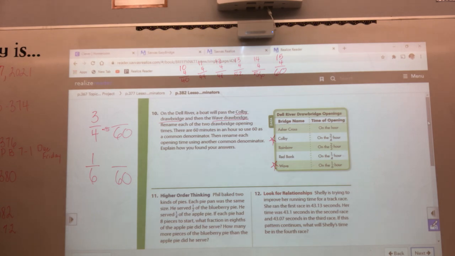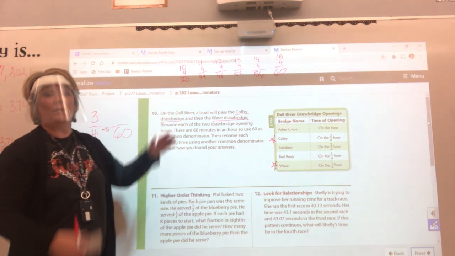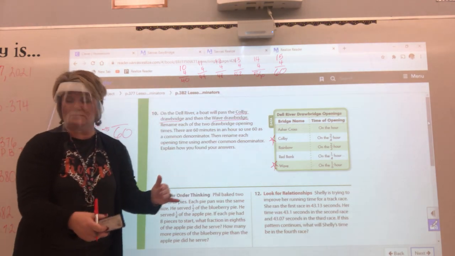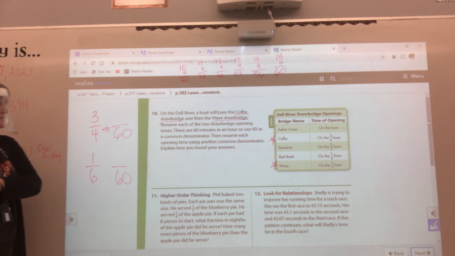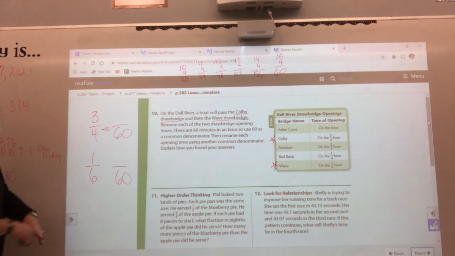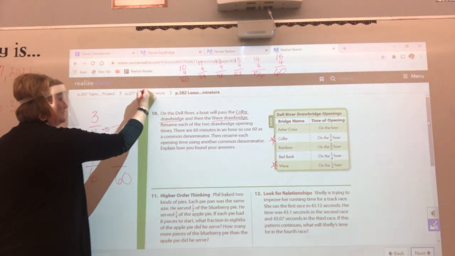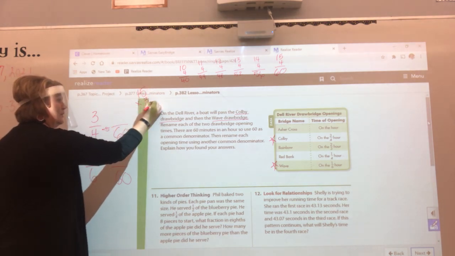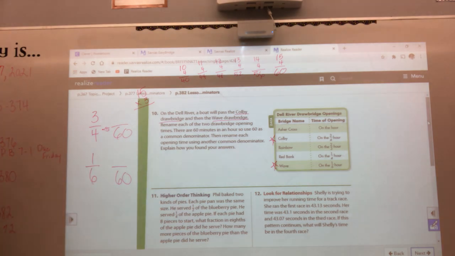I didn't know what 4 times something was to get 60. So I just went to what I did know and I kept adding 4s, okay? That's what you should do too. It's like a little cheat. Now if I multiplied the bottom times 15, what do I got to do to the top? Multiply by 15. So if you don't know that, that's fine. Write it on your scrap paper. Put the big number on top.